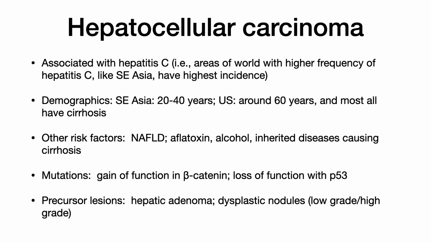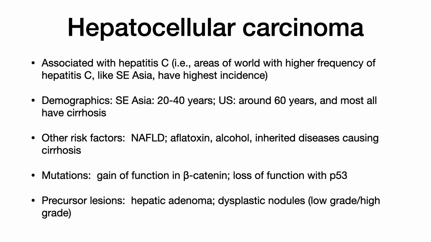So the mutation you see is a gain of function in beta-catenin or a loss of function in p53. The beta-catenin would promote cell cycle, and p53 normally protects against it. So if you lose the p53, you don't have the protection against carrying forward mutations and stuff like that.